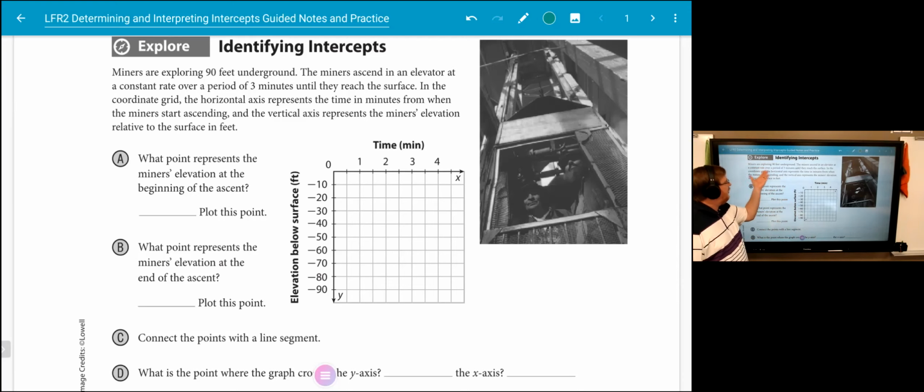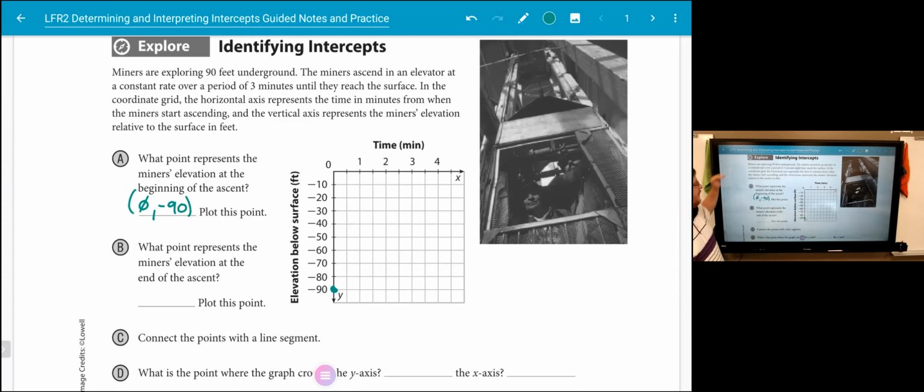Miners, they're exploring 90 feet underground. So at the initial time, or time zero, when no minutes have elapsed, they are 90 feet underground. So here on this axis, no time has elapsed, and they're 90 feet underground. What point represents the miner's elevation at the beginning of the ascent? So that would be 0 minutes, negative 90 feet.